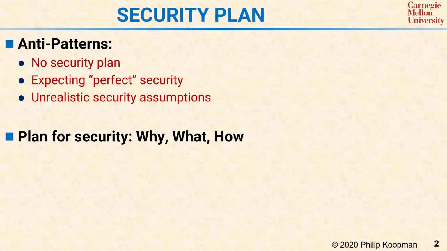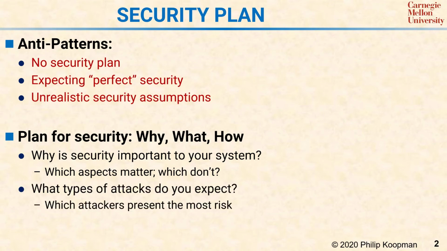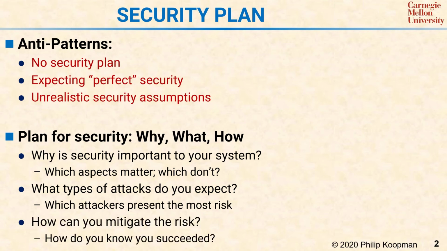Topics that should be in the plan include: why is security important to your system? This includes which aspects of security matter the most to you and which aspects are really important for your particular application. Also, what types of attacks do you expect? This includes the mechanics of the attack as well as what type of attackers you expect to actually be interested in your system. Finally, how can you mitigate the risk? And if you do attempt to mitigate the risk, how do you know that you're actually succeeding at doing so?